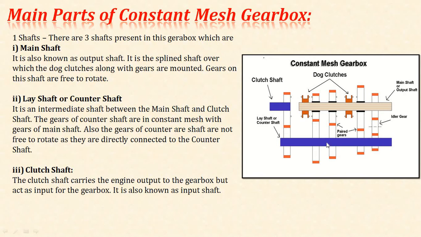Second, the lay shaft. This is the blue colored shaft. It is a lay shaft or counter shaft. It is an intermediate shaft between the main shaft and clutch shaft. The gears of the counter shaft are in constant mesh with the gears of the main shaft. Also, the gears of the counter shaft are not free to rotate, as they are directly connected to the counter shaft.